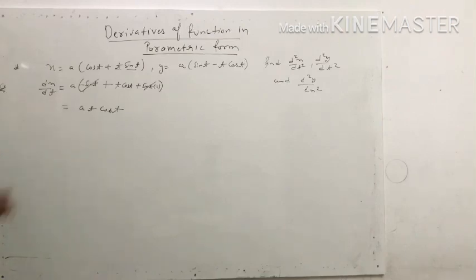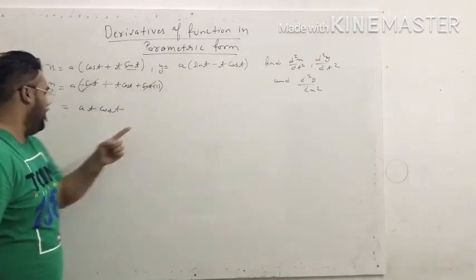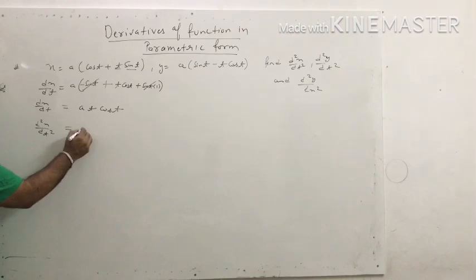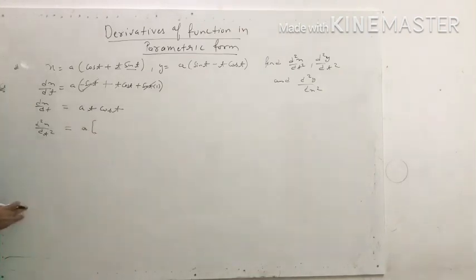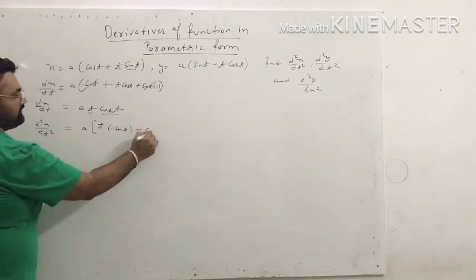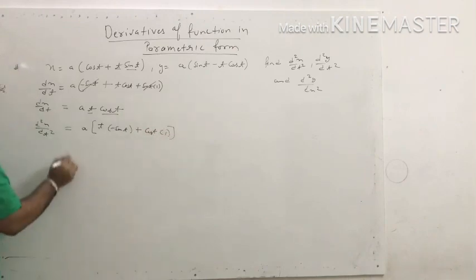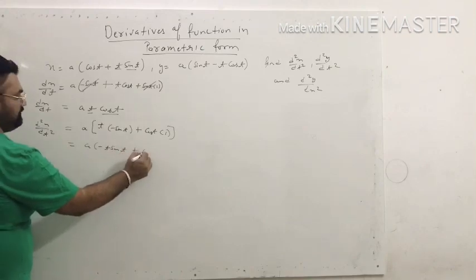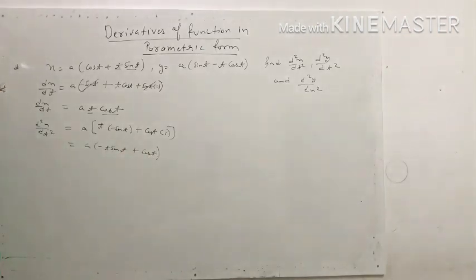Now the final answer of dx/dt is a t cos t. But we have to find the double derivative. Again the derivative of x with respect to t: d²x/dt² = a. Again there are two terms: t, the derivative of the second, plus the second, the derivative of the first. So the final answer is a(−t sin t + cos t). So this is the answer.